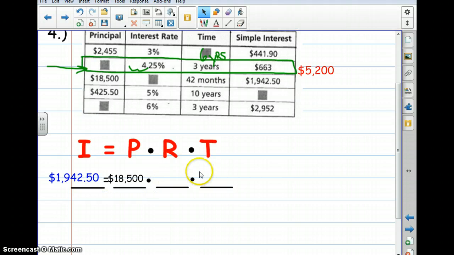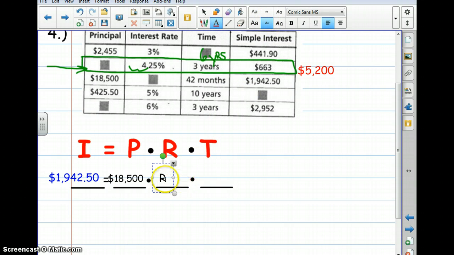And do we know an interest rate? And the answer to that is no. Right now, we don't know what our interest rate is. So we'll go ahead and put an R in there. Let me go ahead and make these blue so they stand out just a little bit more for your vision.